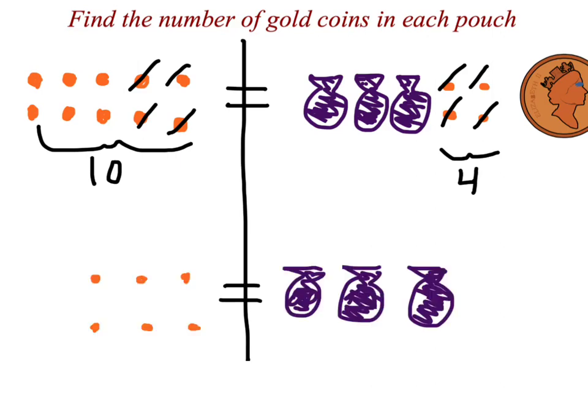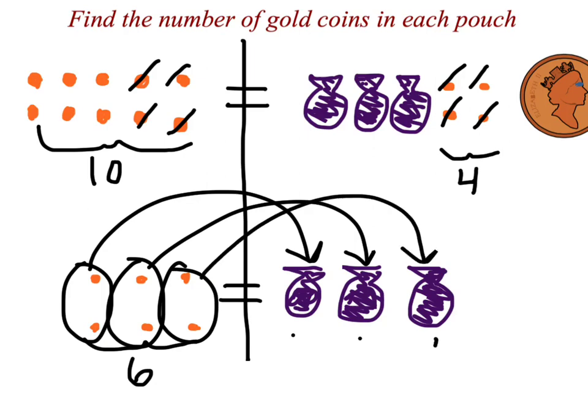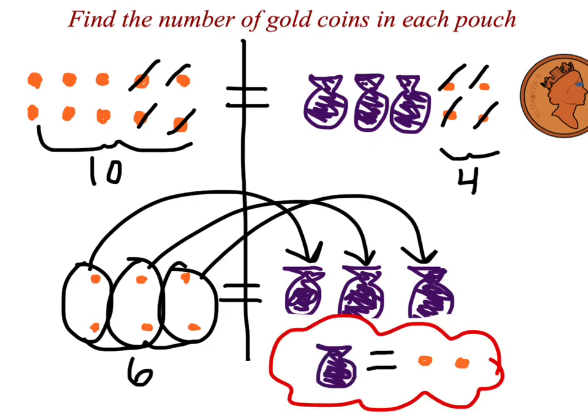I'm left with 6 gold coins on the left side, and those 6 gold coins are going to be divided amongst the 1, 2, 3 pouches. So as I group my coins, my 6 coins can be divided evenly among my 3 pouches by having 2 coins in each pouch. Therefore, each pouch contains 2 coins. Let's do another example.